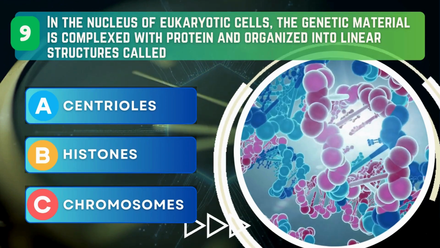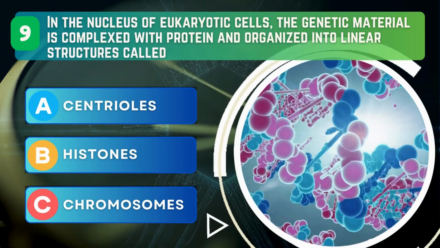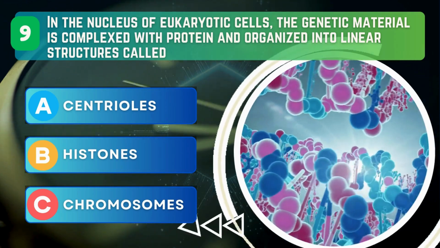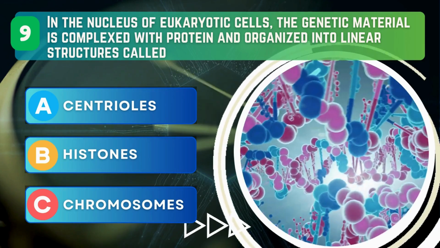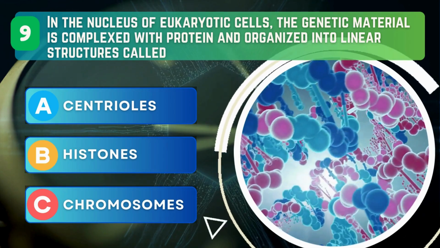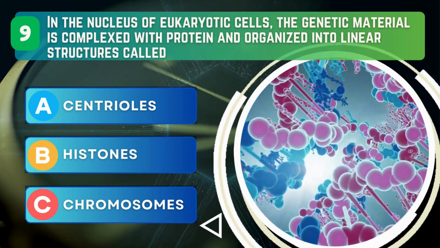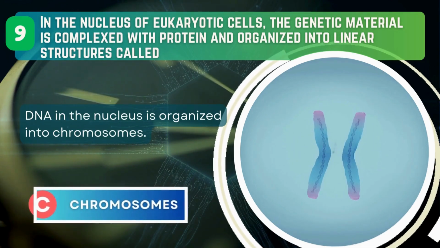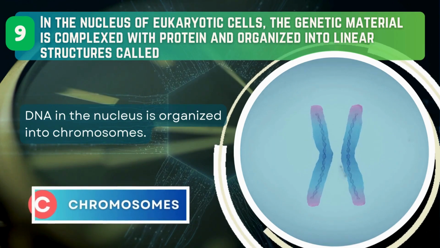In the nucleus of eukaryotic cells, the genetic material is complexed with protein and organized into linear structures called chromosomes. DNA in the nucleus is organized into chromosomes.